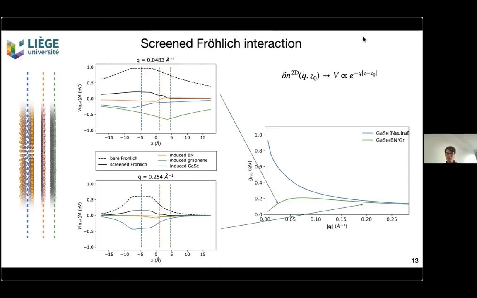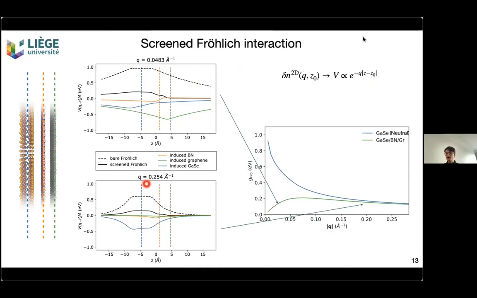So this was a relatively large wavelength, but in the very long wavelength limit, so small momentum, this decay here is very, very slow with respect to the thickness of the layer. So this is going to be really flat, and graphene is going to feel the full perturbation. So it's going to give a full response, and it's going to compensate it completely. And the induced potential is also going to be flat, and the bare Fröhlich potential is also going to be completely screened on the gallium selenide layer. So perfect screening in the long wavelength limit.